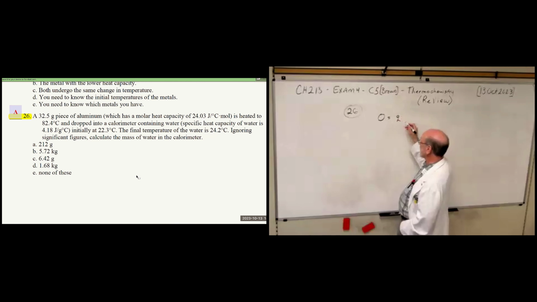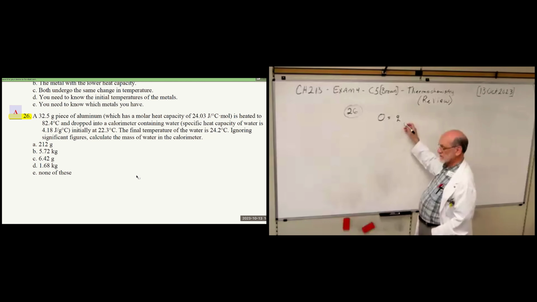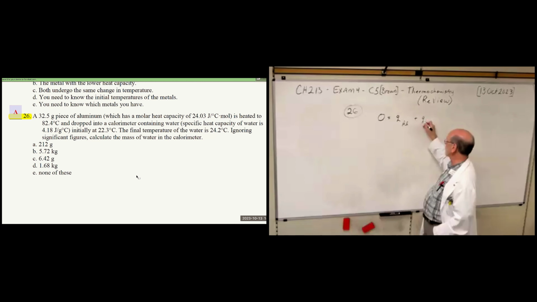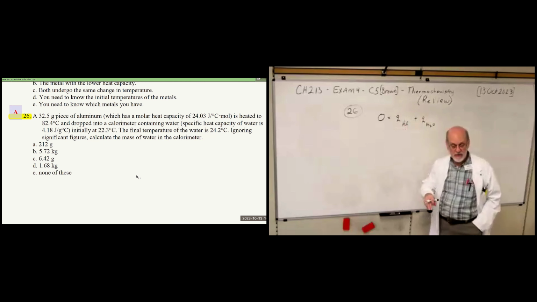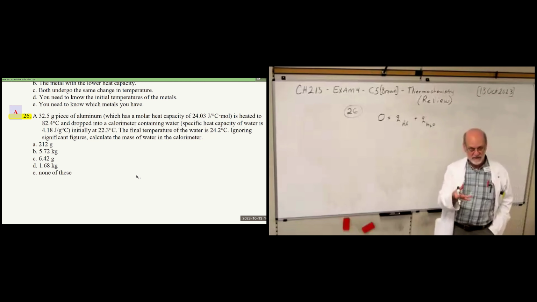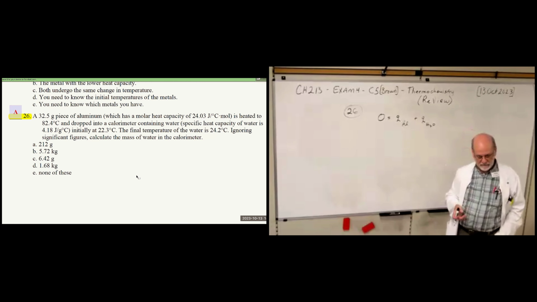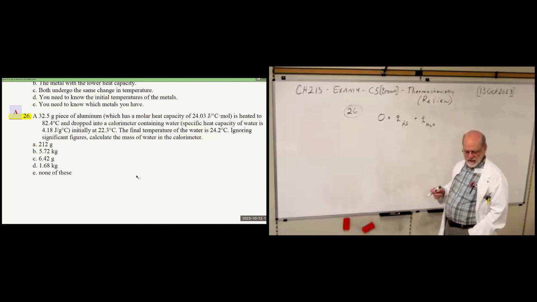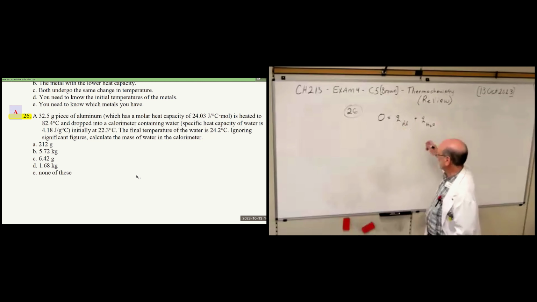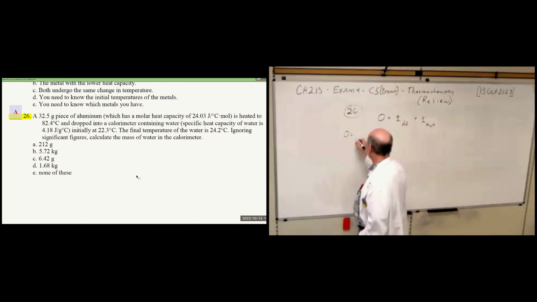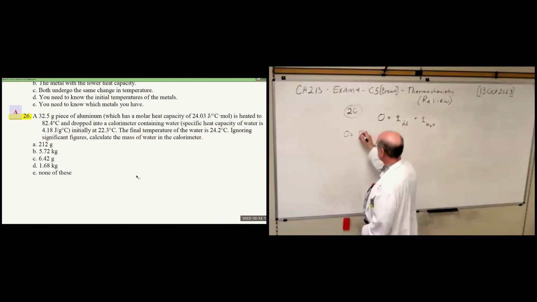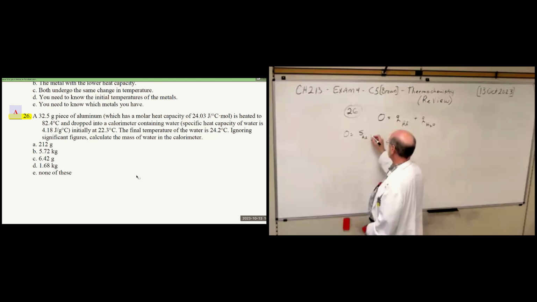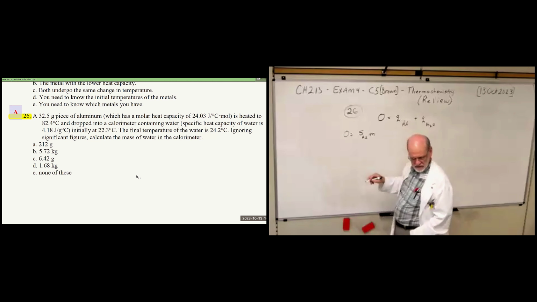And we've got a heat change for the metal, aluminum, and we've got a heat change for the water. And those two added together have to equal 0 because the system is isolated. All right, so now we can expand these to take into account this Q for aluminum, which would be the S for aluminum times the mass of aluminum. Is that the way it's set up?